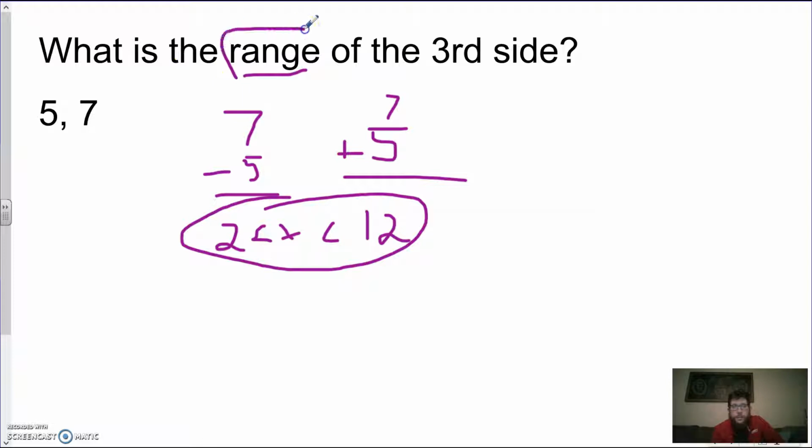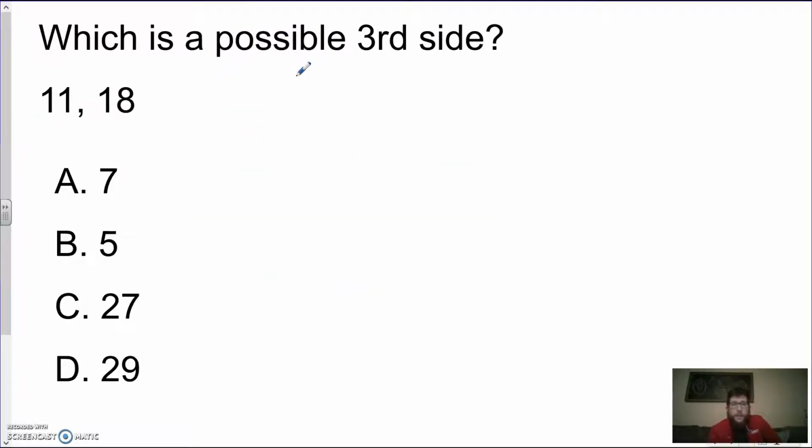The reason is because it's a range, right? There should be a range of numbers. So x is between 2 and 12. All right, go ahead and try this one. See if you can solve it. Figure out if it's A, B, C, or D.